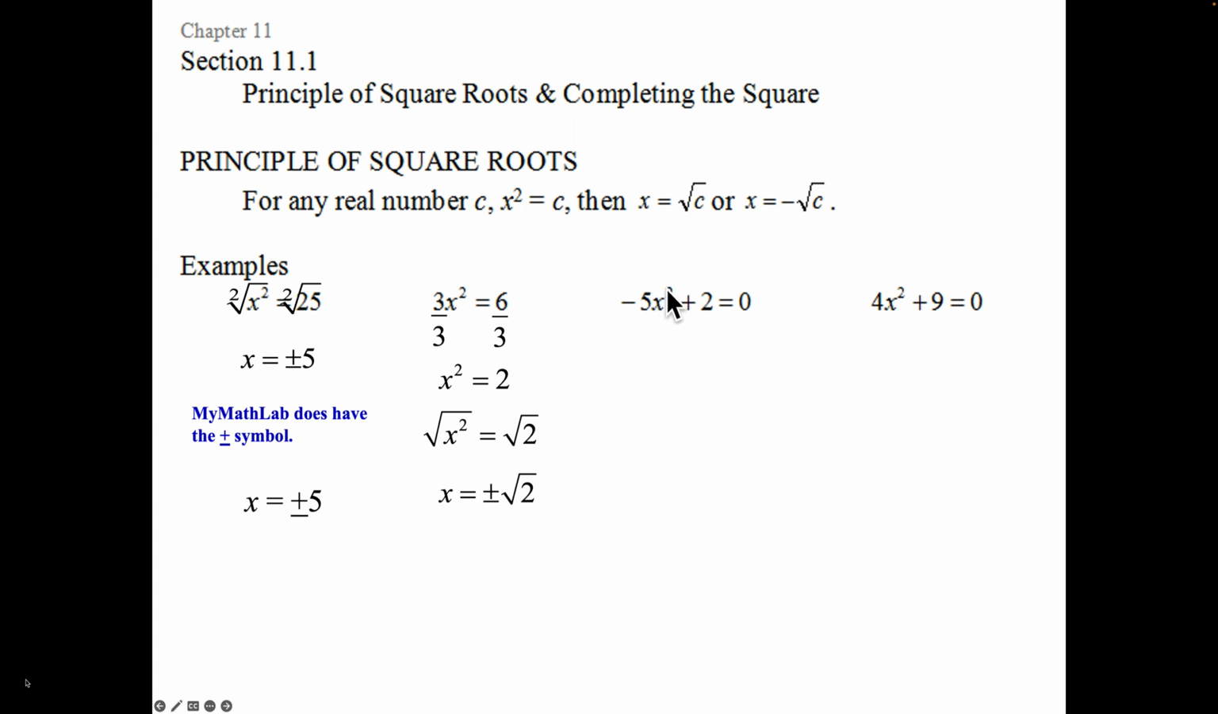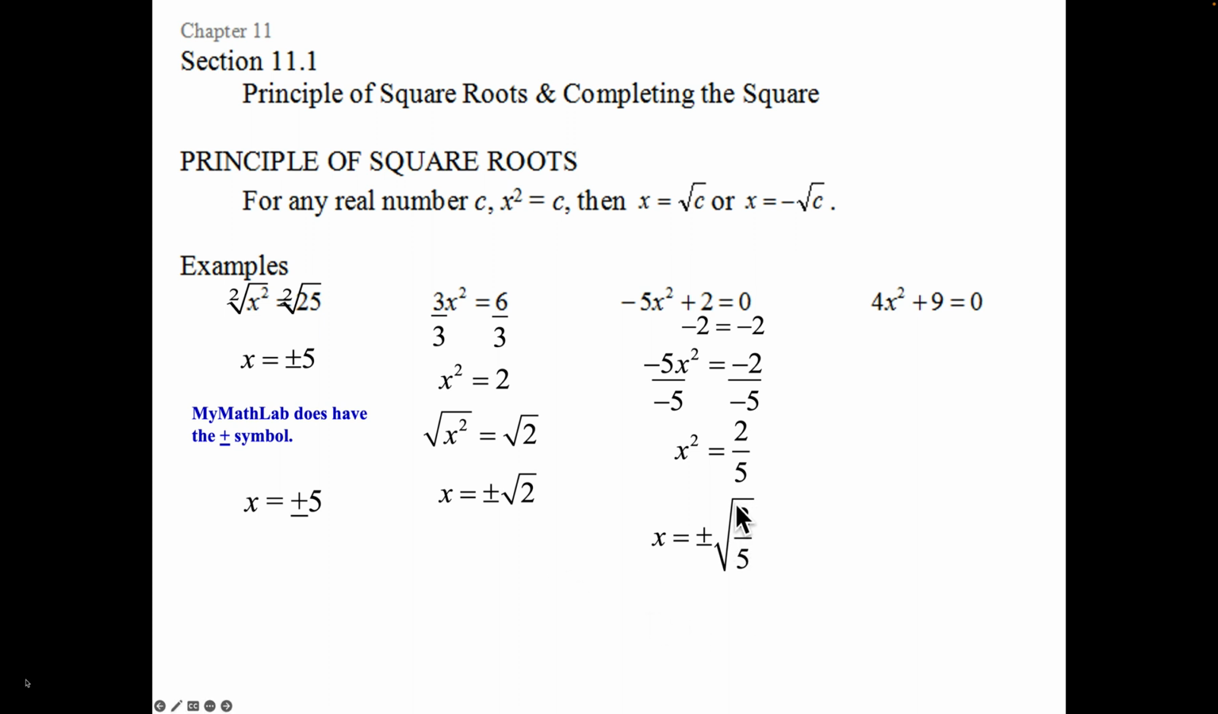Here we need to get the x squared by itself, so we're going to have to subtract over the 2, divide over the negative 5. x squared equals 2/5. This is fine. Take the square root of both sides. x equals positive or negative square root of 2/5. Now, they probably may not accept that answer because, again, you have to rationalize the denominator.